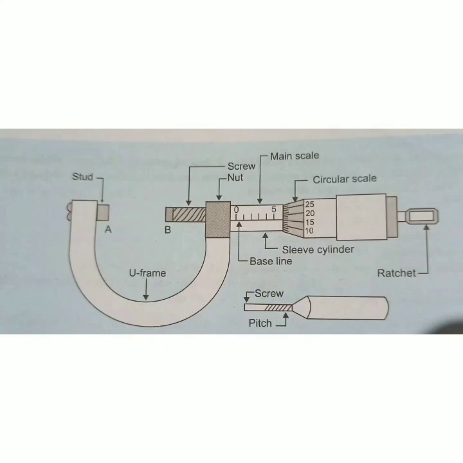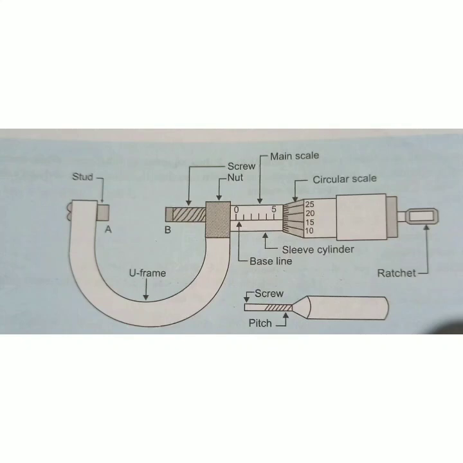Next is the baseline, our reference line. A line graduated in mm is drawn on the sleeve cylinder parallel to the axis of the nut. It is commonly called the main scale or sleeve scale. Similarly, there is a main scale in the vernier calipers too, but in the screw gauge the main scale is the sleeve scale. Next is the circular scale or thimble scale. The hollow cylinder moving over the sleeve cylinder is tapered at one end, and graduations are made on it, which are either 50 or 100 in number. This scale is called the circular scale, thimble scale, or head scale.